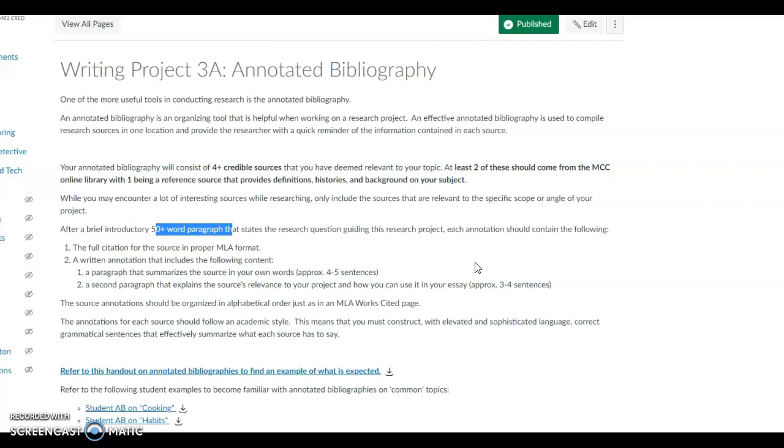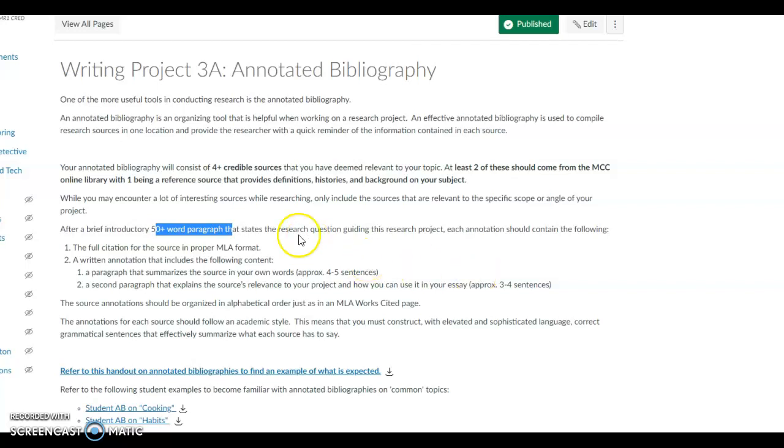And remember, these are four sources. At least two of them need to come from the library. And one of those two needs to be a reference source, all right? And then, like I said, this is going to open with a short paragraph that tells your audience why these sources have been gathered, what the topic is that they are focused on and that these authors have written on.